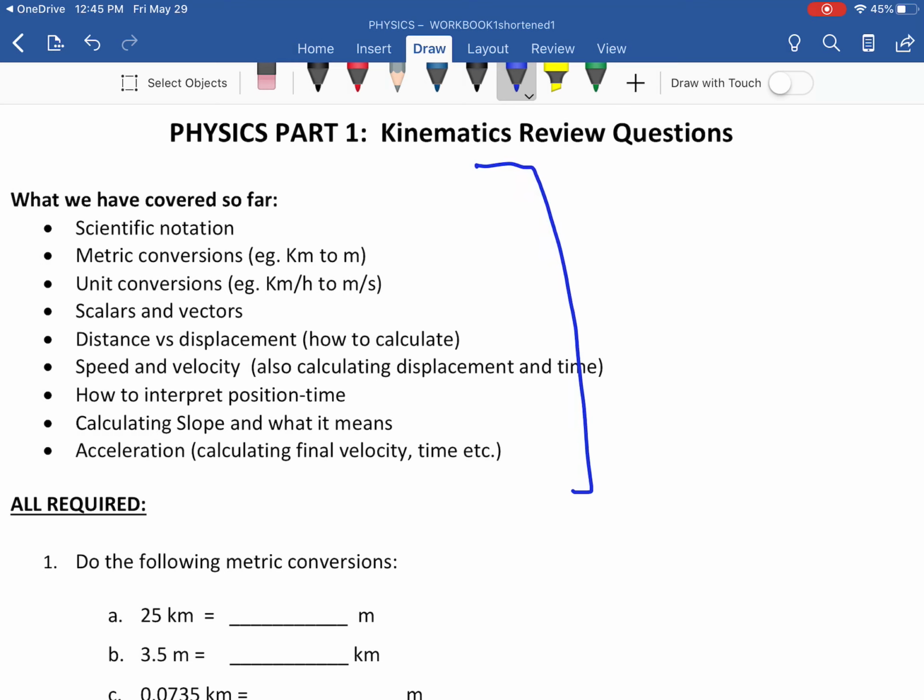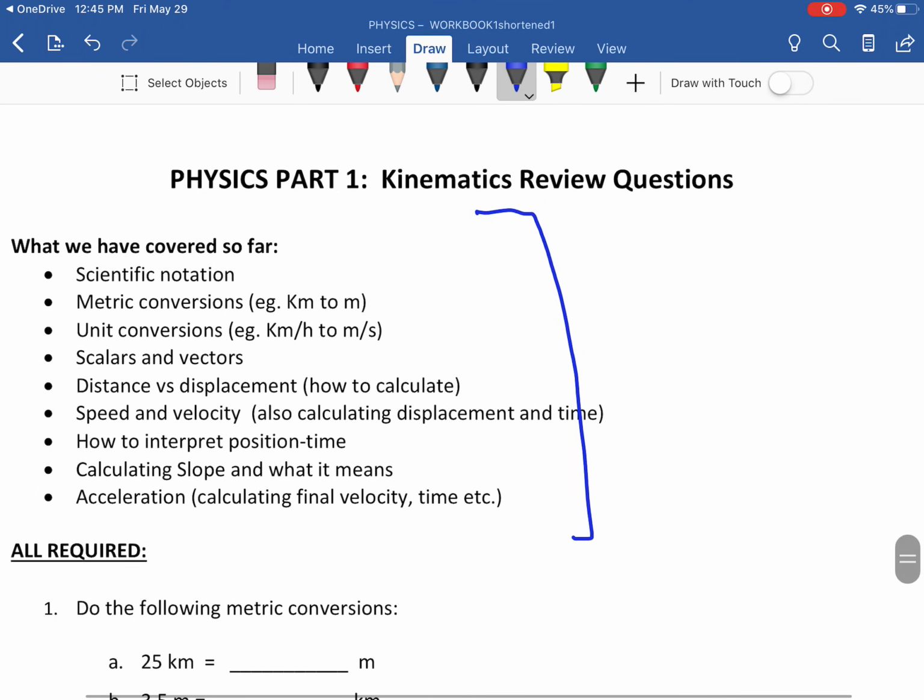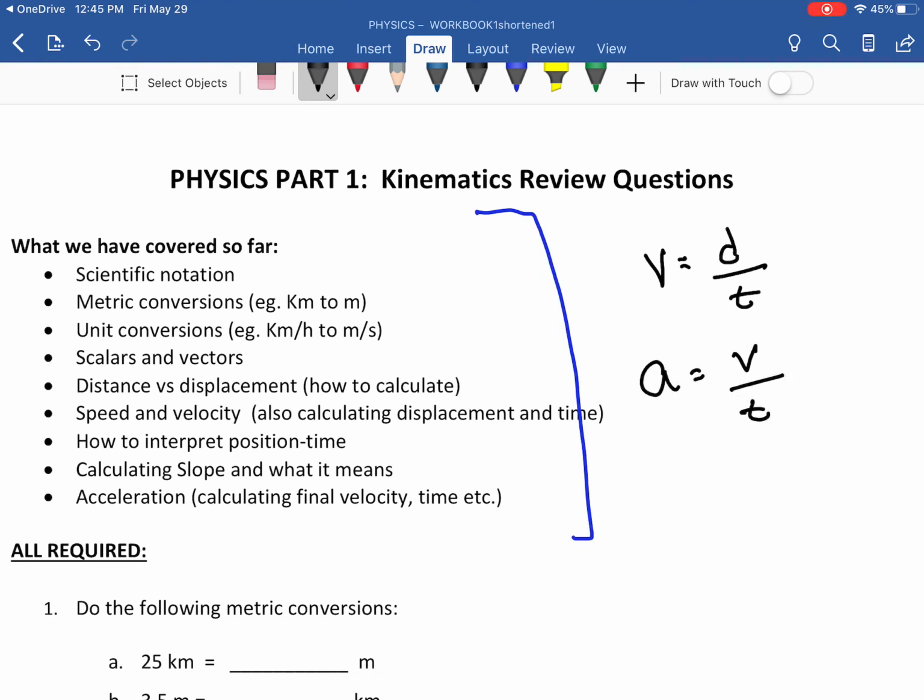All right, so make sure you're familiar with your formulas. Obviously, we have our distance and our displacement formulas, and then we have our velocity or our speed formula and the acceleration formulas. So make sure you're familiar with those and the units that everything comes in.